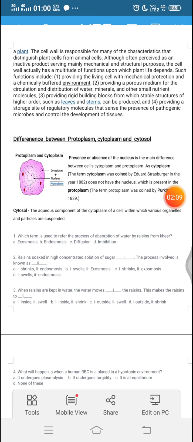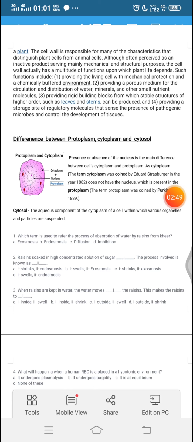The terms protoplasm and cytoplasm depend upon the presence or absence of the nucleus. If the nucleus is excluded, that liquid portion between the nuclear membrane and the cell membrane is known as cytoplasm. If we are using the term protoplasm, it means everything inside the cell, which includes the nucleus also.